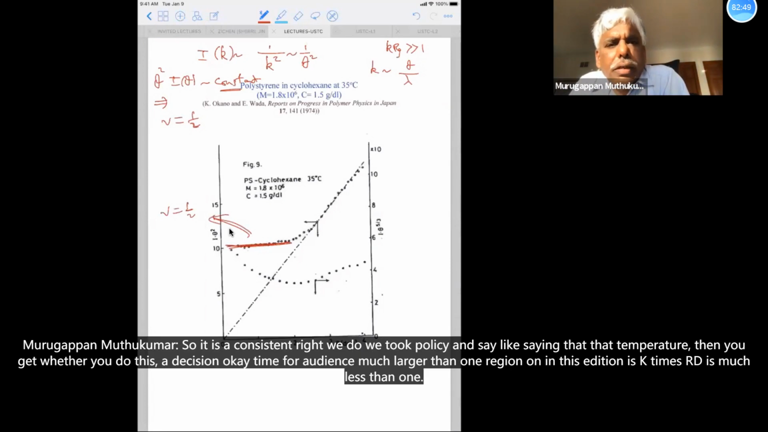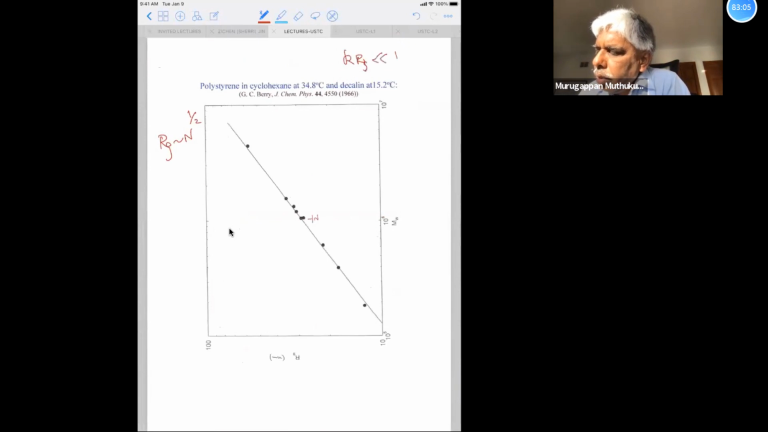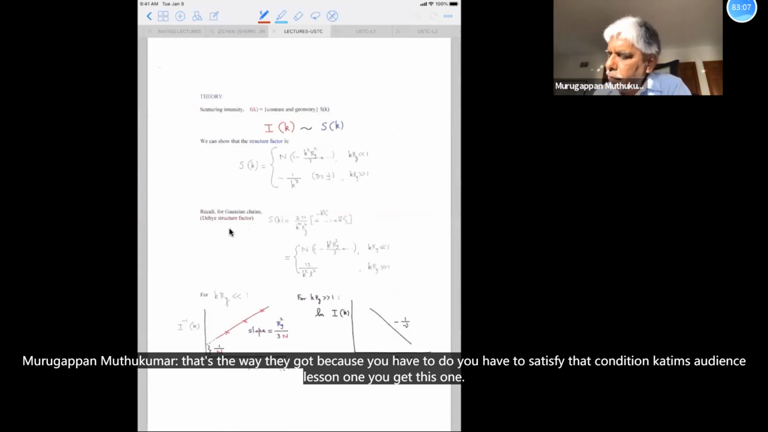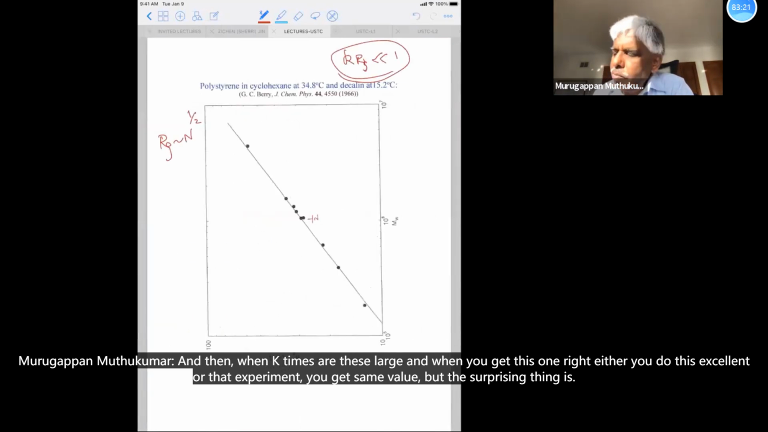So it is consistent. We took polystyrene in cyclohexane at that temperature, and whether you do this region, k times Rg much larger than 1, or this region, k times Rg much less than 1, that's the way they got it, because you have to satisfy that condition. When k times Rg is less than 1, you get this one. And when k times Rg is larger than 1, you get this one. Either you do this experiment or that experiment, you get the same value.